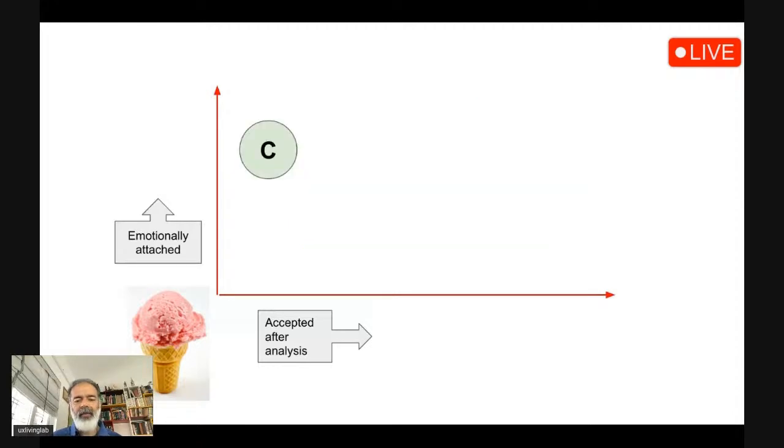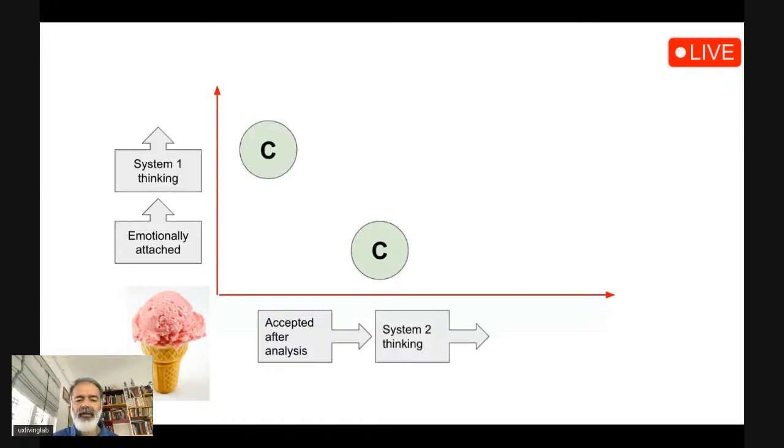Think about a consumer who is attached emotionally to your product or brand, and another who accepts after analysis. How does this thinking process go on? The emotionally attached thinking process, we call system one thinking, because the consumer is attached to your product or brand emotionally. When the consumer analyzes your product and brand and accepts it after his own analysis or his own way of thinking, that's called system two thinking.